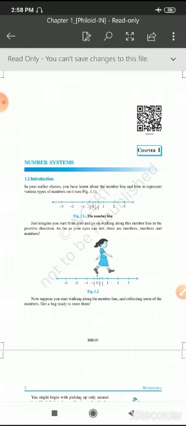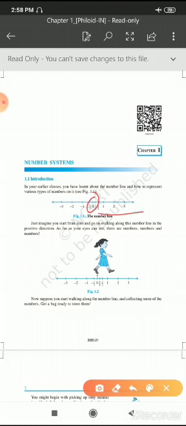So let us see the number line here. In the middle of the number line there will be 0, on one side positive numbers and on the other side negative numbers, which are positive integers and negative integers. All the natural numbers will be in the set of whole numbers, and all the whole numbers will be in the set of integers. So all the whole numbers can be integers.